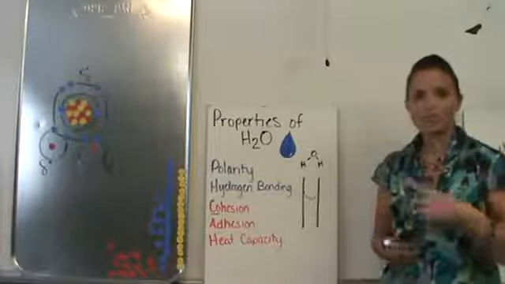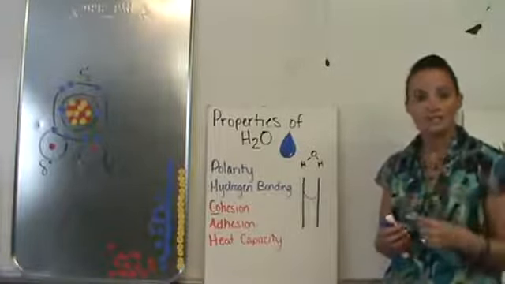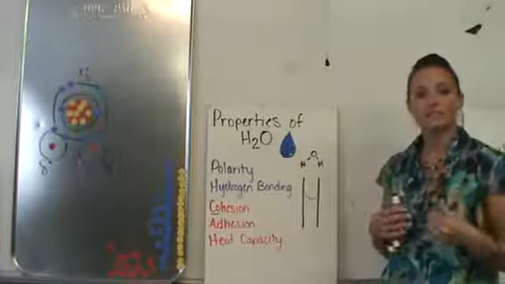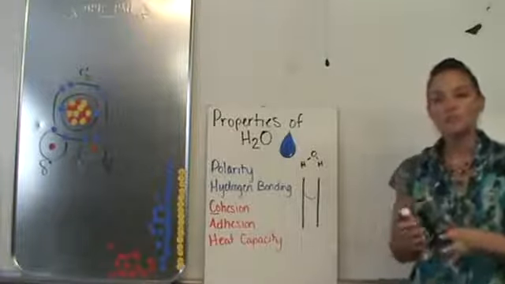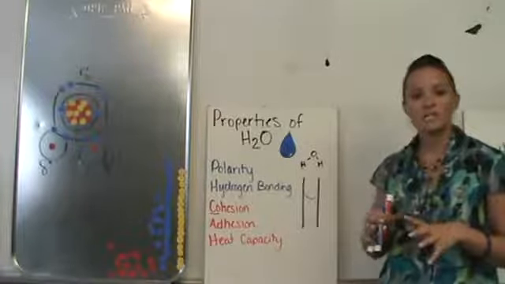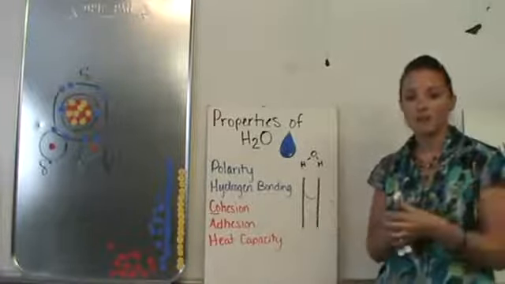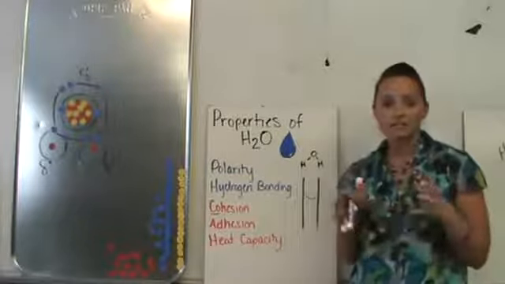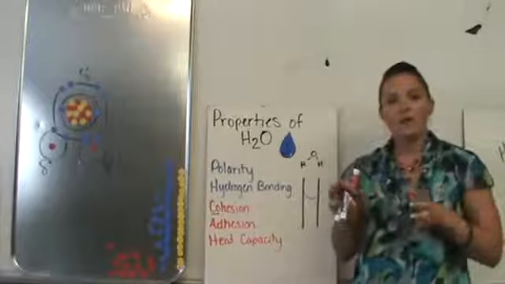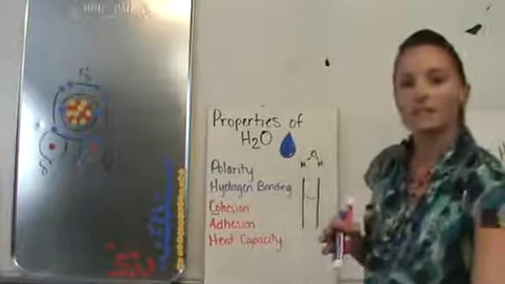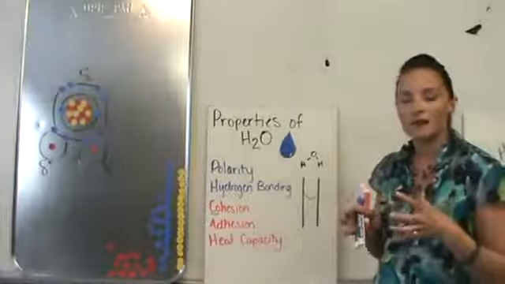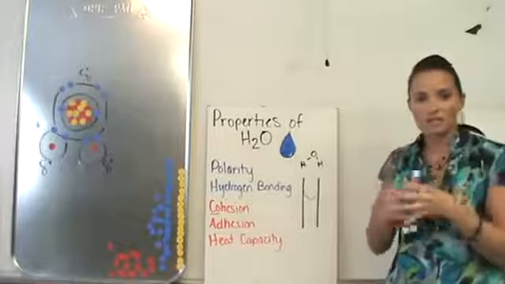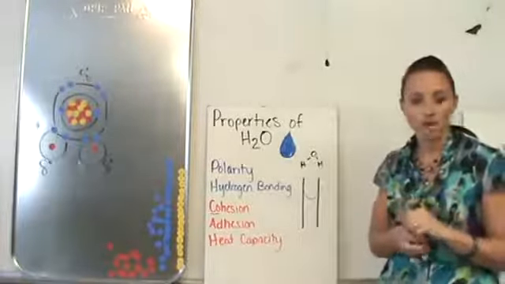First of all, when water freezes, ice is actually less dense than liquid water. Usually it's the other way around. Usually when something goes from a liquid to a solid, it becomes more dense. However, water is actually less dense when it is in the frozen state due to the hydrogen bonding. It allows spaces there within the water molecules.